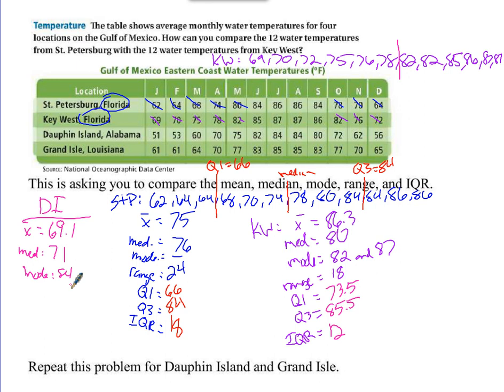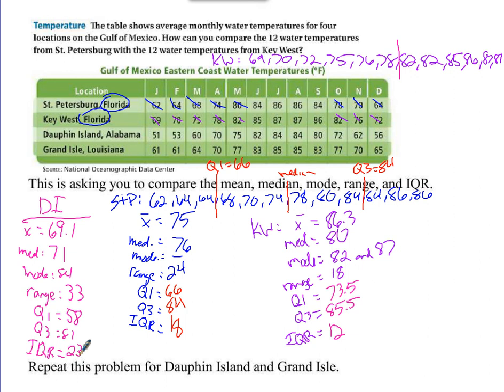Okay, what else do we need? We need range. The calculator told us the high value and the low value, so you could just take those two numbers and subtract them. What do we get? 33. And then next, quartile 1 it gave us, which was 58. Quartile 3 it gave us 81. So therefore the IQR is 23. Much faster to use a calculator.